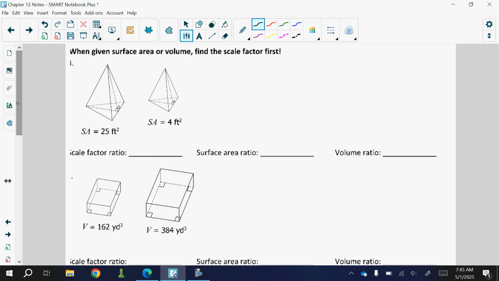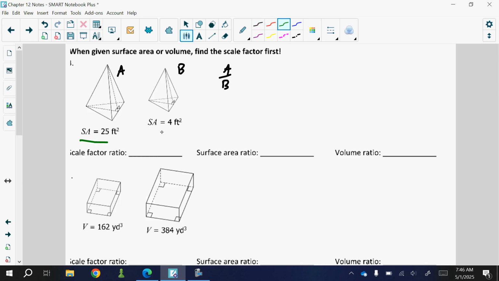So it tells you that the surface area for one pyramid is 25 feet squared, and for the other pyramid, it's 4 feet squared. So it wants us to find the scale factor ratio, meaning just for sides, linear measurements, surface area ratio, volume ratio. And notice on this, it does not tell us that we're going from one shape to the other. It doesn't specify which way we have to set up our ratio. So that basically just means you have free will. Do what you want. I'm going to say this is A, this is B. I'm going to do A over B.